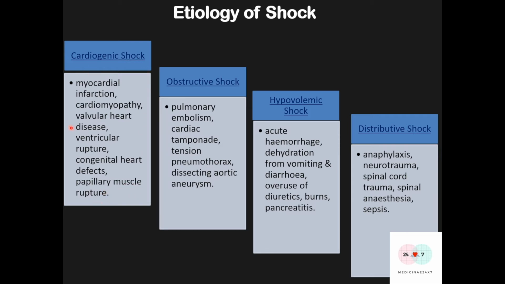All of the following conditions lead to improper functionality of the cardiac myocytes, and it further leads to decreased cardiac output or decreased ejection fraction, subsequently leading to shock. Obstructive shock can be caused by pulmonary embolism, cardiac tamponade, tension pneumothorax, and dissecting aortic aneurysm.